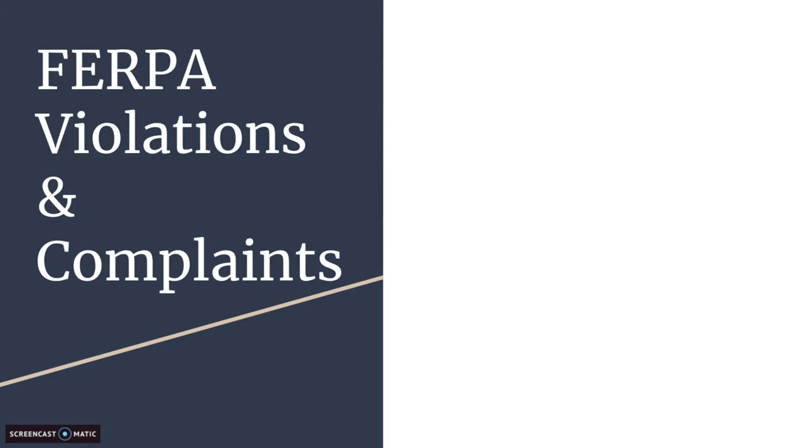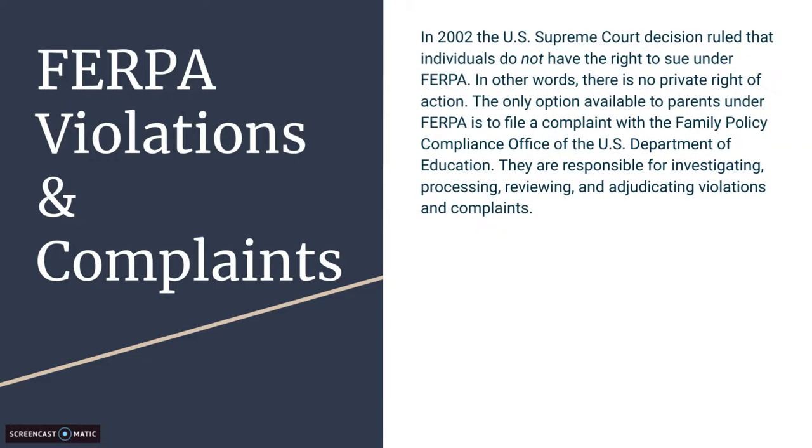Moving in now, if there are any of those violations and complaints, this is how those things would be handled. So in 2002, the U.S. Supreme Court actually decided that individuals do not have the right to sue under FERPA. So in other words, there is no sort of action that parents or adult-age children can make. The only thing they can do is file a complaint with the Family Policy Compliance Office, which is a part of the U.S. Department of Education, and then they are responsible for doing the investigating and reviewing if any sort of violation has been made.